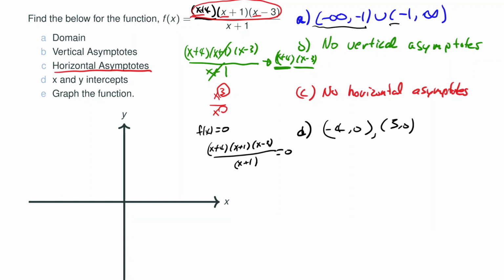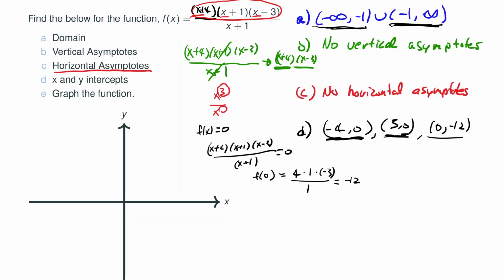Now don't confuse here. This is an interval for x. This is an x-intercept. When x is negative 4, y is 0. When x is 3, y is 0. Right, so don't confuse those two notations. This is a coordinate ordered pair, where this is both referring to x values of the domain. Okay. For the y-intercept, we just plug in 0, f of 0, and see what we get. We get 4 times 1 times negative 3 in the numerator, and 1 in the denominator, which is negative 12. So 0, comma negative 12.